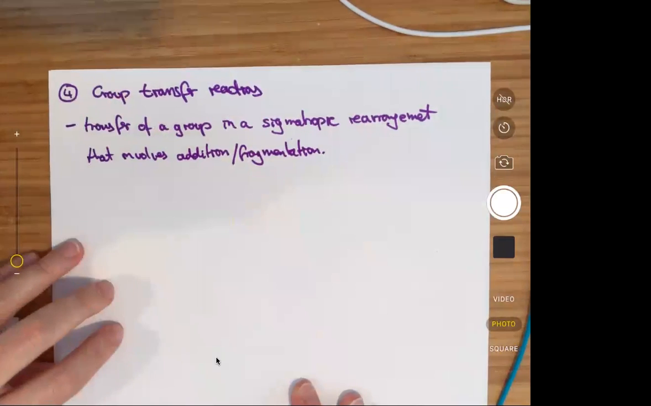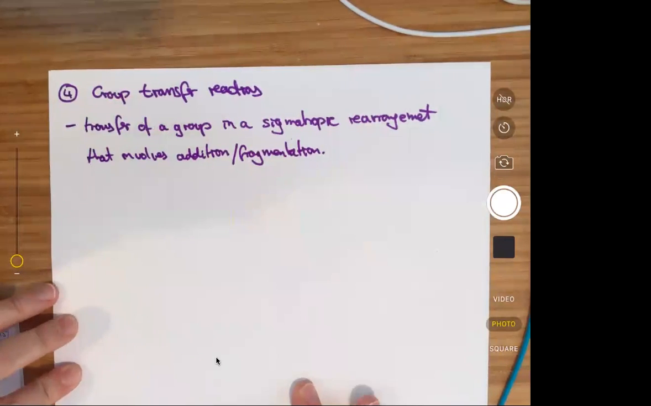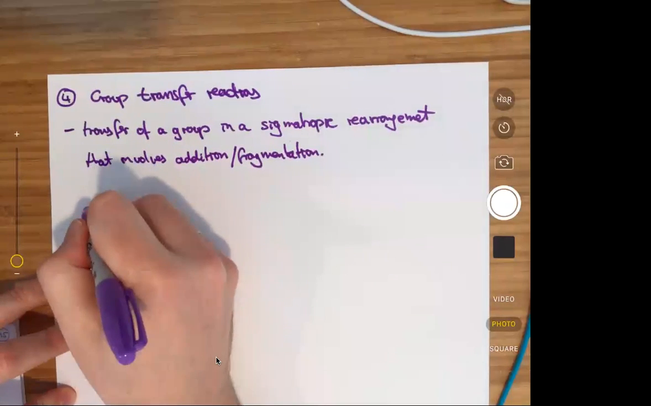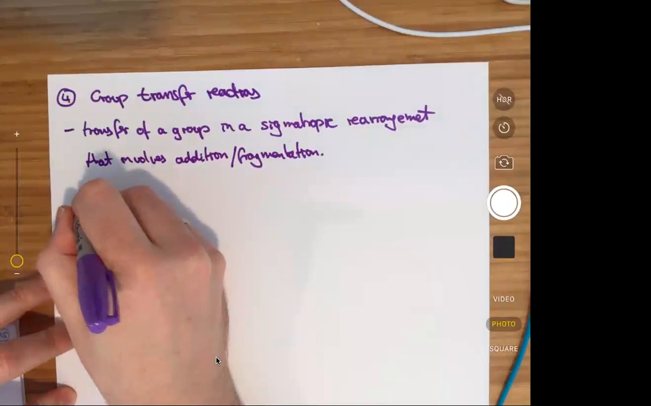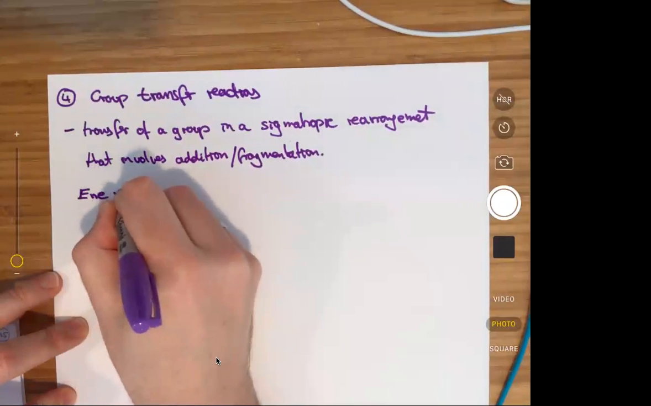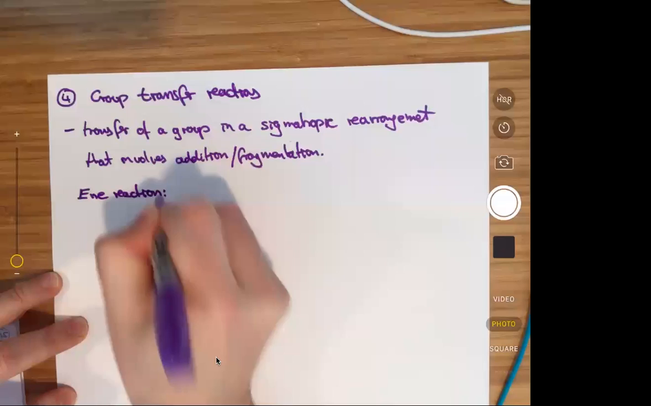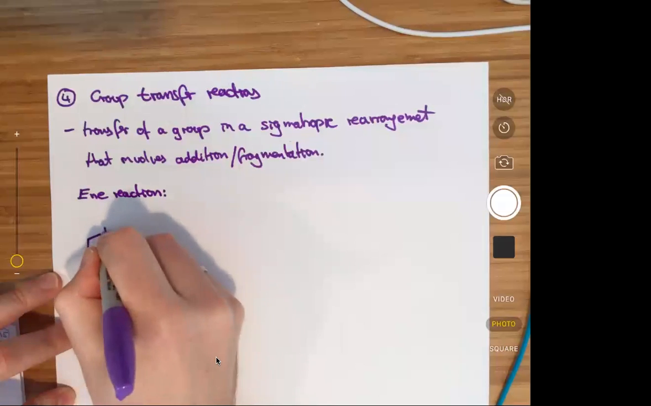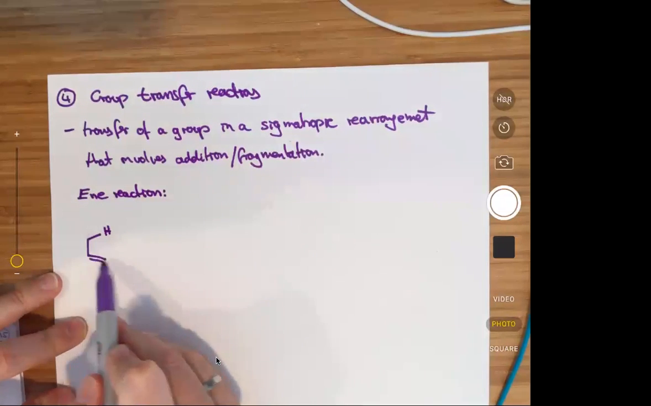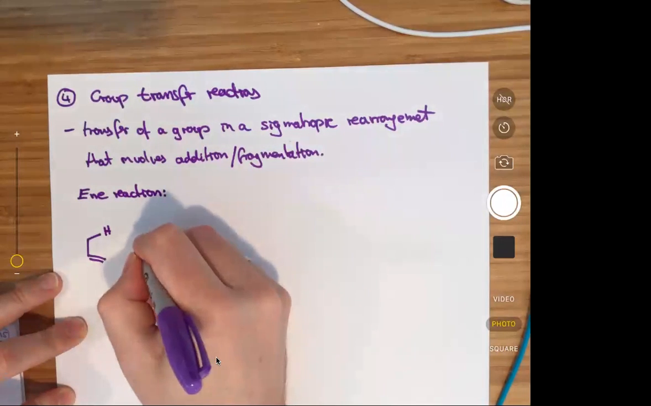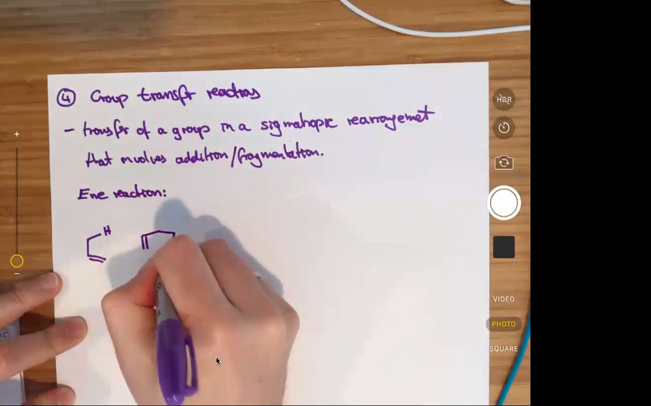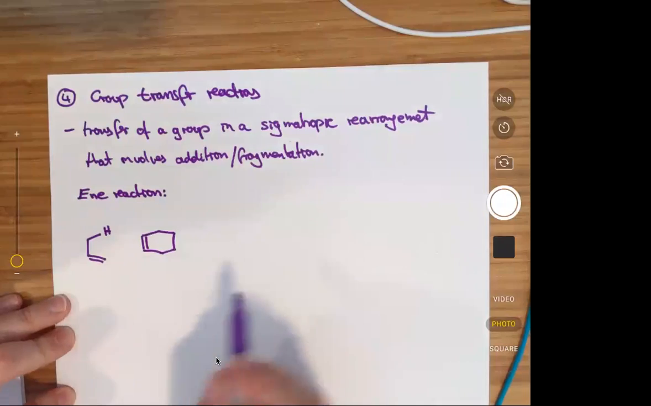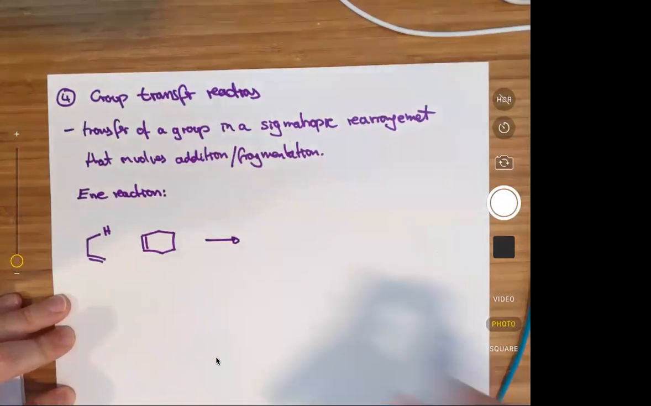Just to give you some quick examples, we're going to talk much more in detail about this at a later stage. But what you can expect from these reactions, a classical one is called the Ene reaction. And this is essentially a reaction that involves a hydrogen atom that is attached to an allylic system that reacts with a double bond. So in this case, for example, we can have something like this. This is the classical example of the addition, the forward type of this reaction.